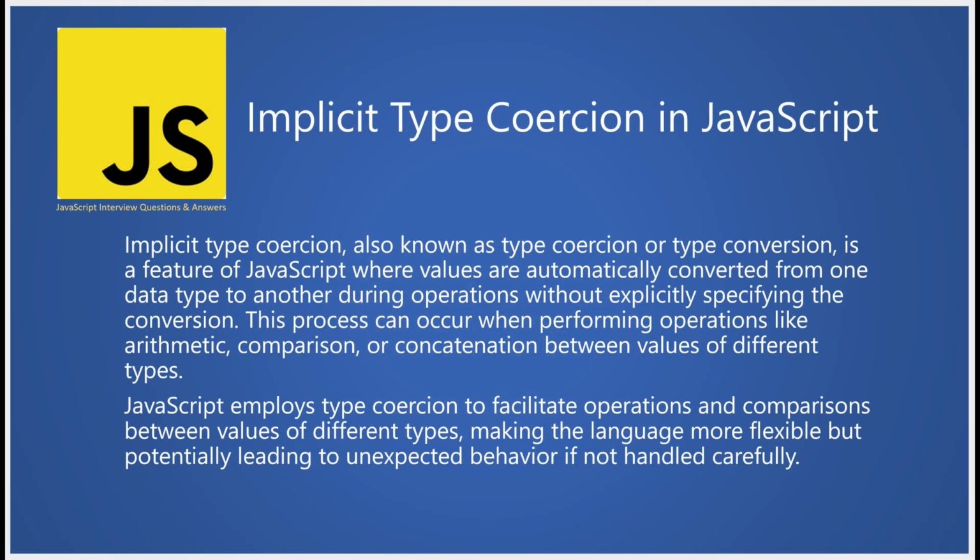Ever wondered how JavaScript, the world's most popular programming language, deals with different data types? Well, today, we're diving into the fascinating world of implicit type coercion in JavaScript, a feature that can sometimes feel like magic, but can also lead to unexpected results if not handled with care.